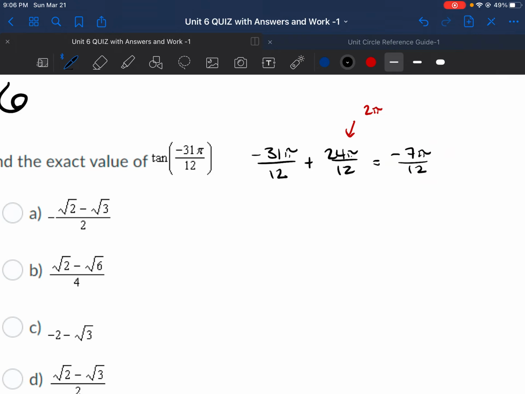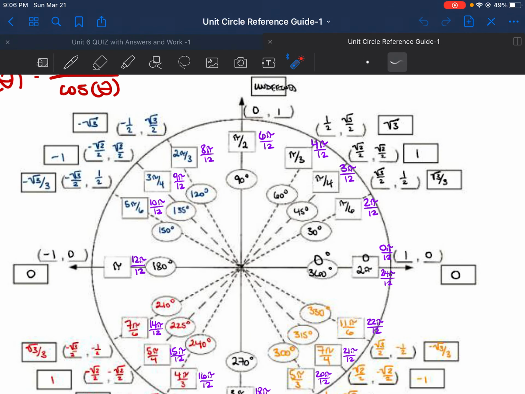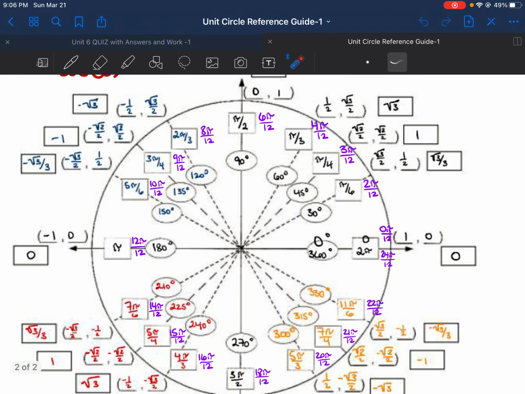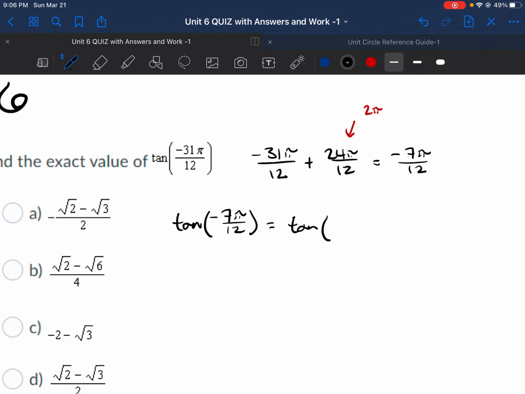So let's start by trying to take that tangent. Tangent of negative 7 pi over 12. Well, it's a negative 7 pi over 12, so I'm going to think about subtraction. And let's go over to our unit circle here. And here's what I'm thinking. Pi over 6, which is 2 pi over 12, minus 3 pi over 4, which is 9 pi over 12. Because 2 pi over 12 minus 9 pi over 12 is negative 7 pi over 12. So again, that's going to be pi over 6 minus 3 pi over 4.